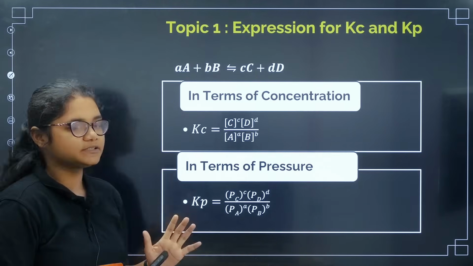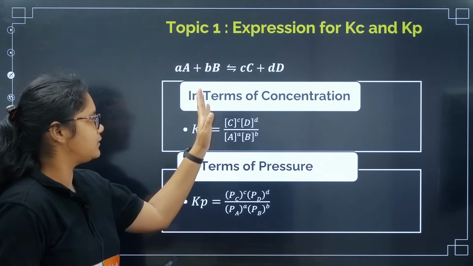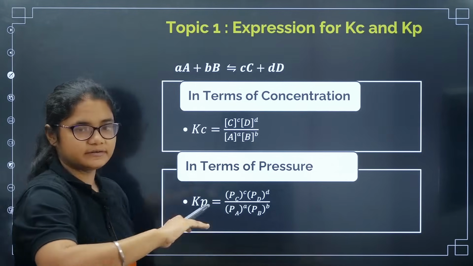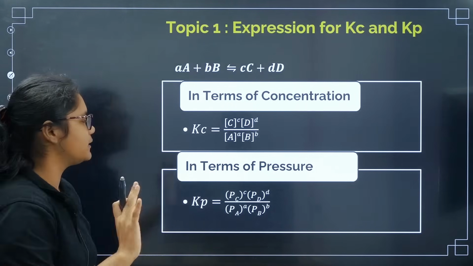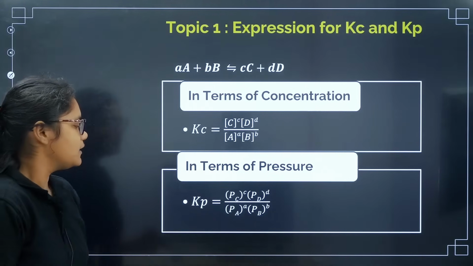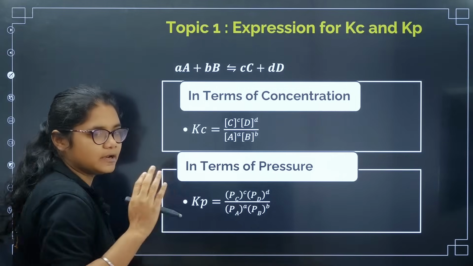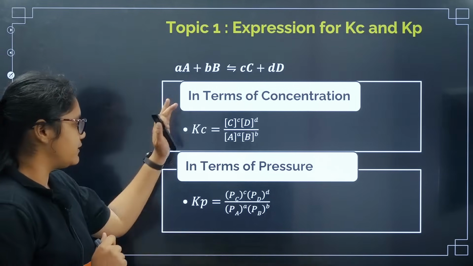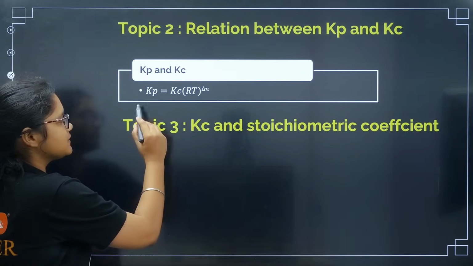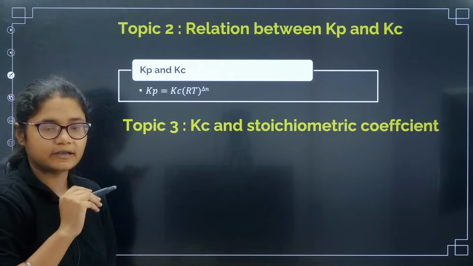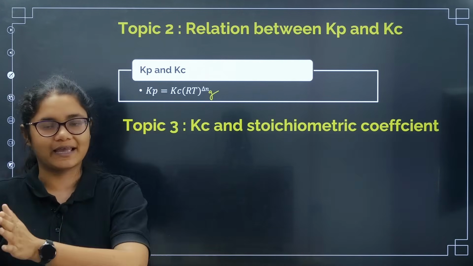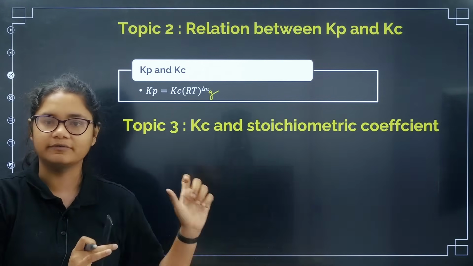So first is your expression for Kc and Kp. For any reaction aA plus bB gives cC plus dD, the Kc value will be the product concentration raised to the power of their coefficient divided by the reactant concentration raised to the power of their stoichiometric coefficient. Now, if we write that in terms of pressure, then it will be Pc to the power c, Pd to the power d, over Pa to the power a, Pb to the power b. Very easy. Now, what is the relation between Kp and Kc? Kp is equal to Kc into RT to the power of delta Ng. Delta Ng is the number of moles of gaseous products minus the number of moles of gaseous reactants.